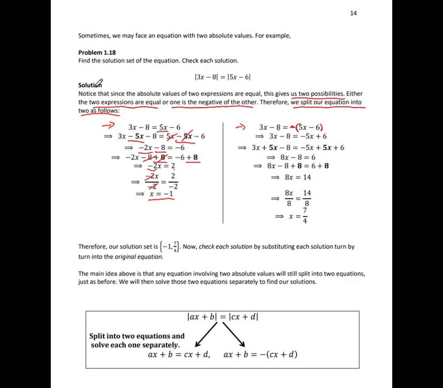3x minus 8 equals negative times the quantity 5x minus 6. So let's first distribute the minus. When you distribute the minus, you're going to have negative times 5x, which is negative 5x, and then negative times negative 6, that becomes positive 6. Okay, so first I'm going to start by moving the negative 5x to the right hand side. So I'll be adding 5x to both sides, and that makes 5x cancel on the right. And the left hand side becomes 3x plus 5x, which is 8x. So the equation now is 8x minus 8 equals 6.